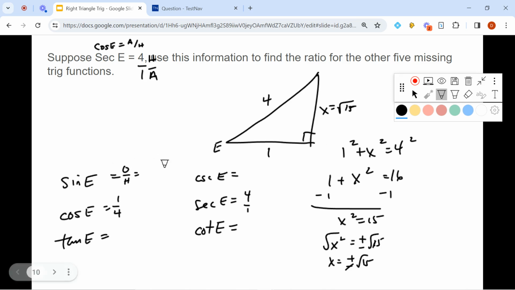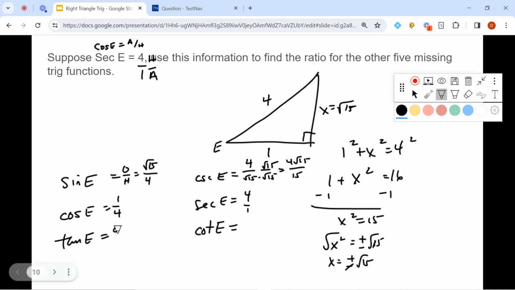So sine of E is opposite over hypotenuse. Opposite, square root 15, over hypotenuse, 4. That means the cosecant is 4 over square root 15. I can rationalize, multiply top and bottom by square root 15. It gives me 4 square root 15 over 15.